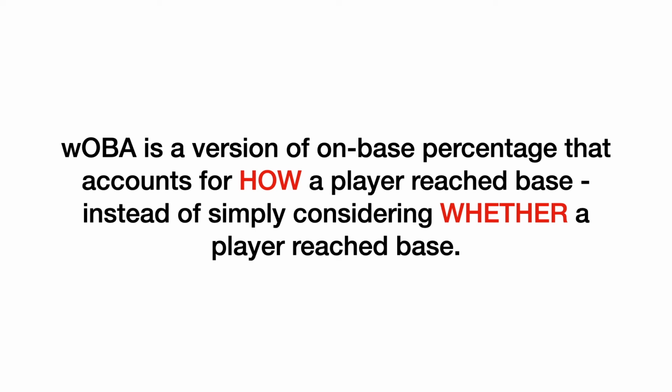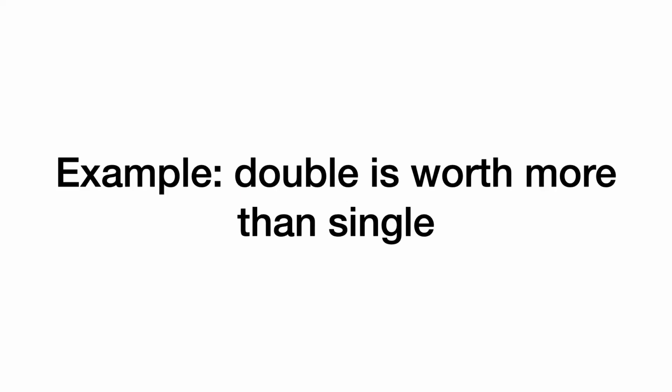Weighted on-base average is a version of on-base percentage that accounts for how a player reached base instead of simply considering whether a player reached base. I will give you an example. A double is worth more than a single. For example, if we have 2 outs and a runner on second base, and a player will hit, it is not the same if he hits a double or a single, because with the single they will probably not score, but with the double they will probably score. And this is something we also want to take into account when it comes to hitting statistics.